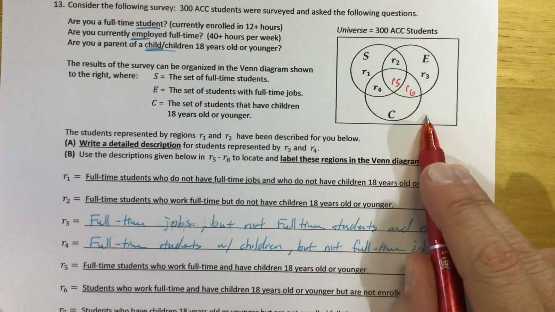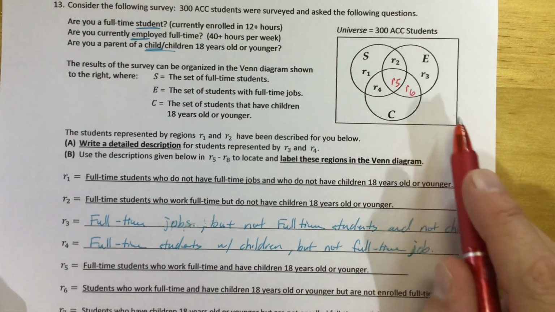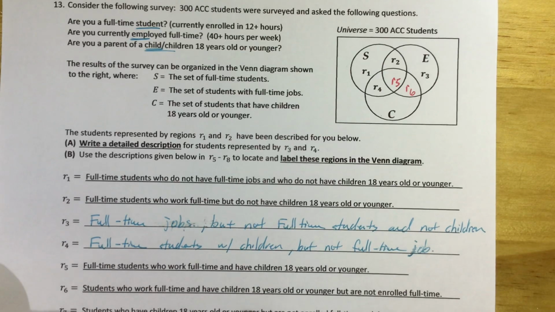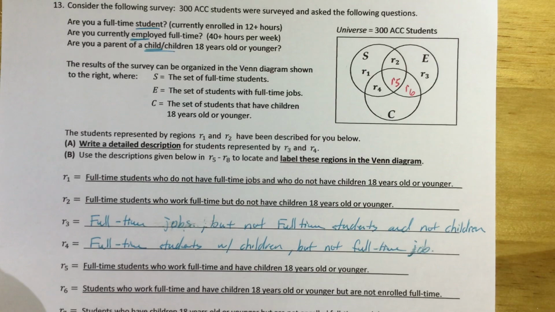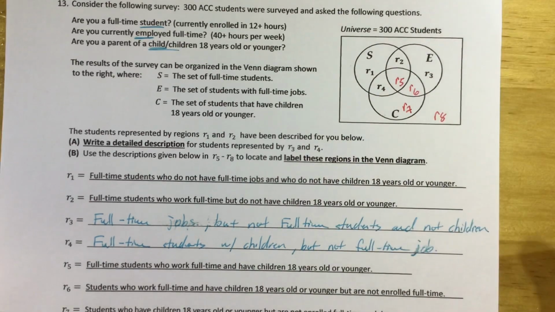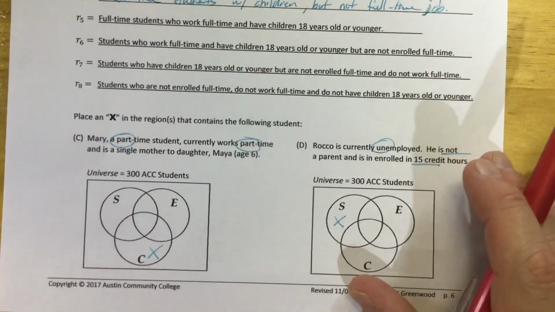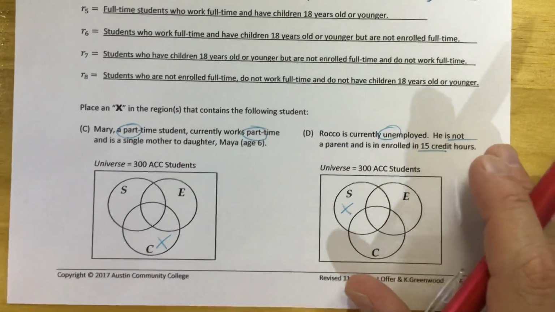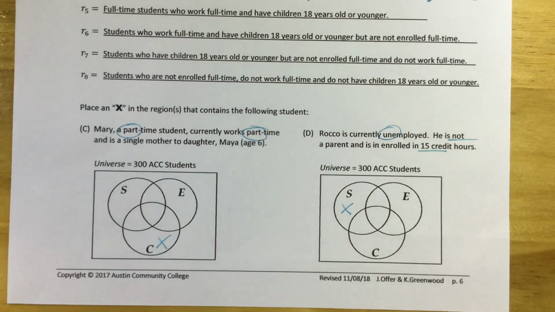And region 8, 7 and 8. So 8's going to be not anything. Let's see what 7 is. I bet that's that one there. Not have children, not full-time, not, yeah. So that's region 8, which means this would be region 7. They've got the kids, but they're not enrolled full-time and not working full-time. Okay, overall, I think that's pretty easy once you've mastered the 2 overlapping. You just have a couple more regions.